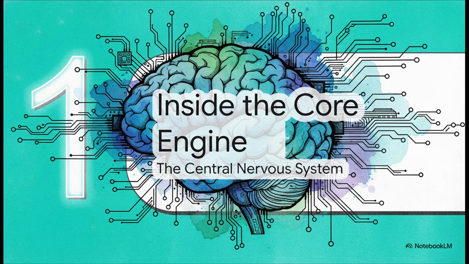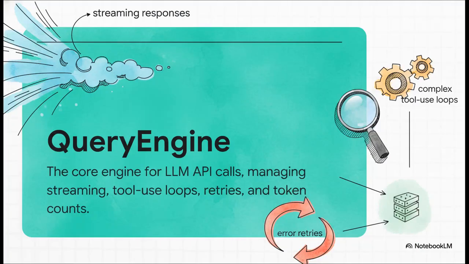All right, let's jump right into the heart of it all, the core engine. You can think of this as the central nervous system of Claude Code. It's what powers every single command, every interaction, and every line of code that gets generated. Now, the main component here is the query engine. This thing is the real workhorse. It's in charge of all the communication with the large language model, and I mean all of it. It's handling the streaming responses as they come in, managing those tricky tool use loops. It's got retry logic built in for when things go wrong, and it even keeps count of all your tokens. It's basically the operational brain of the entire CLI.